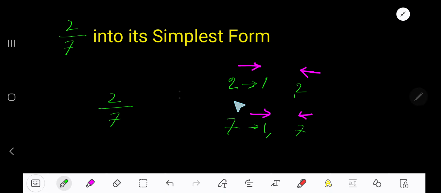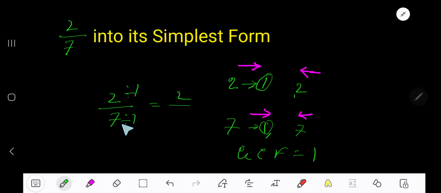So the common factor between these two prime numbers must be 1. So if we divide 2 by 1, 2 by 1, this one is the greatest common factor. So 2 divided by 1 is 2, 7 divided by 1 is 7. So this is the answer. This is a proper fraction because the numerator is less than the denominator, so we have nothing to do.